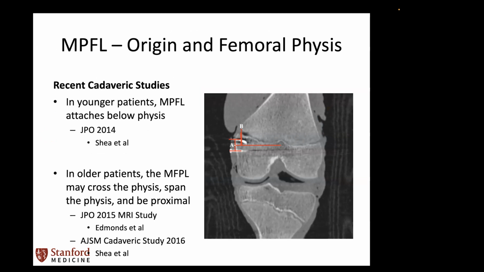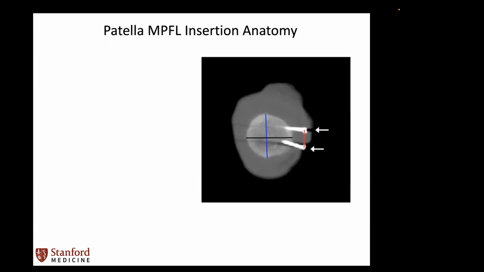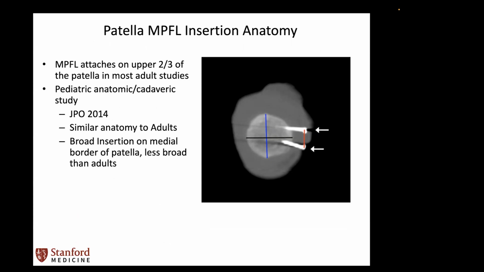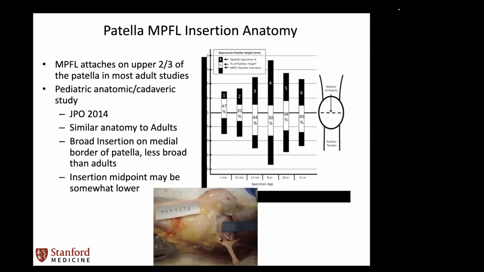And then we published another paper with a larger number of patients in AJSM confirming this as well, even in an older patient group. We also wanted to understand where the MPFL origin is on the patella. In the adult studies, it's the upper 2/3 of the patella. We found it is pretty similar in the pediatric patients, maybe slightly broader in the kids compared to the adults.